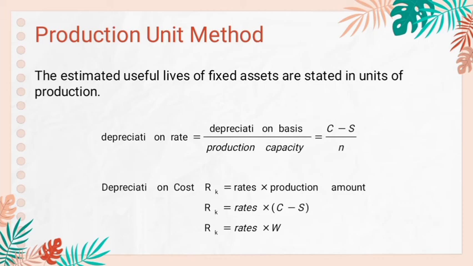This is the production unit method. The estimated useful life of fixed assets is stated in units of production. Depreciation rate equals depreciation basis divided by production capacity, which equals (C minus S) divided by N. And depreciation expense Rk equals rate multiplied by production amount, or Rk equals rate multiplied by (C minus S), or Rk equals rate multiplied by W, the depreciation basis.